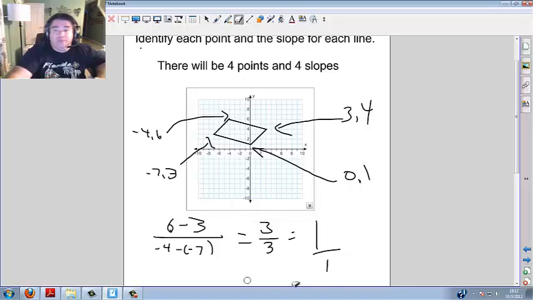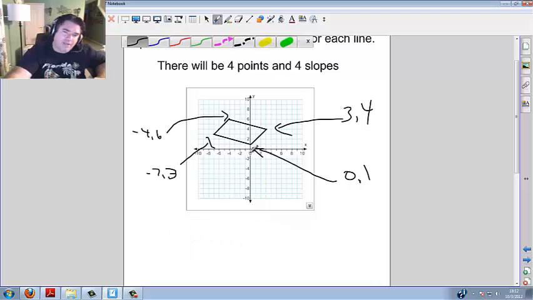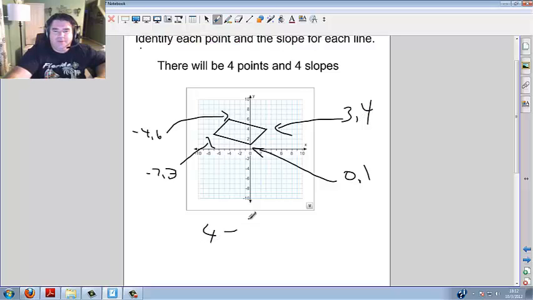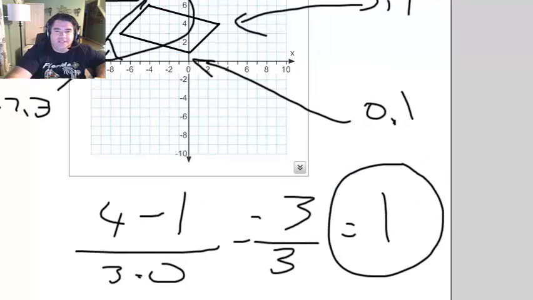Alright, well with that big mystery solved, let's try this side. So I got 3, 4, 0, 1. So go ahead and take y minus y, so 4 minus 1, over 3 minus 0. 4 minus 1 is 3, and 3 minus 0 is 3, equals 1. So I can tell that for both this and this, my slope is 1.